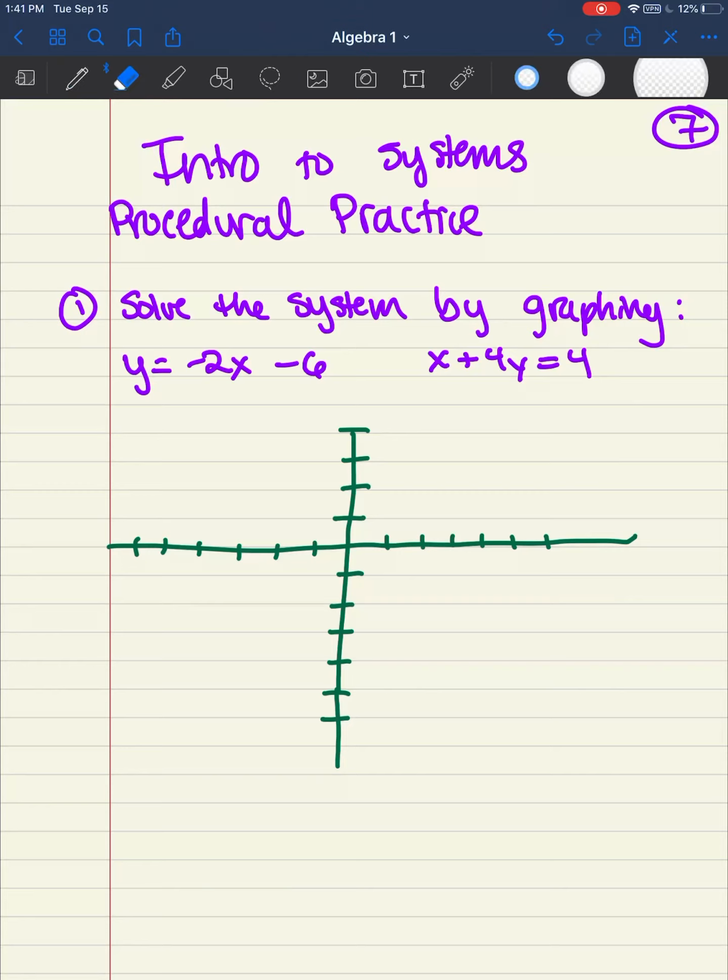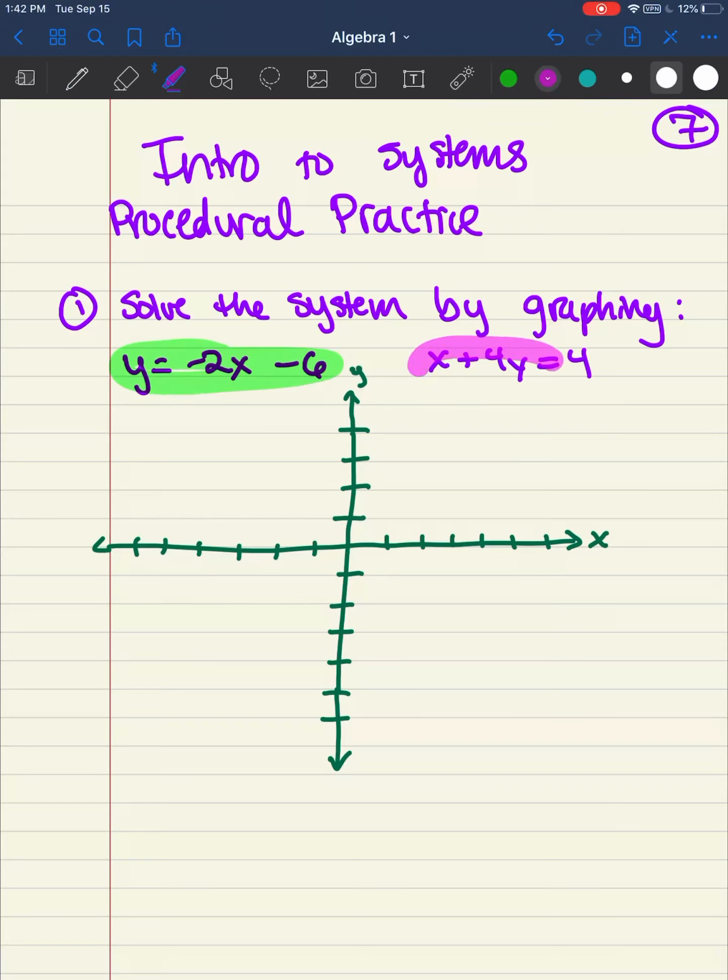Okay, so now if we're going to graph a system, we need to have it in slope-intercept form. So remember, that's your x-axis, this is your y-axis. This equation here is already in slope-intercept form. This equation is not. So we're going to rearrange it by solving for y.